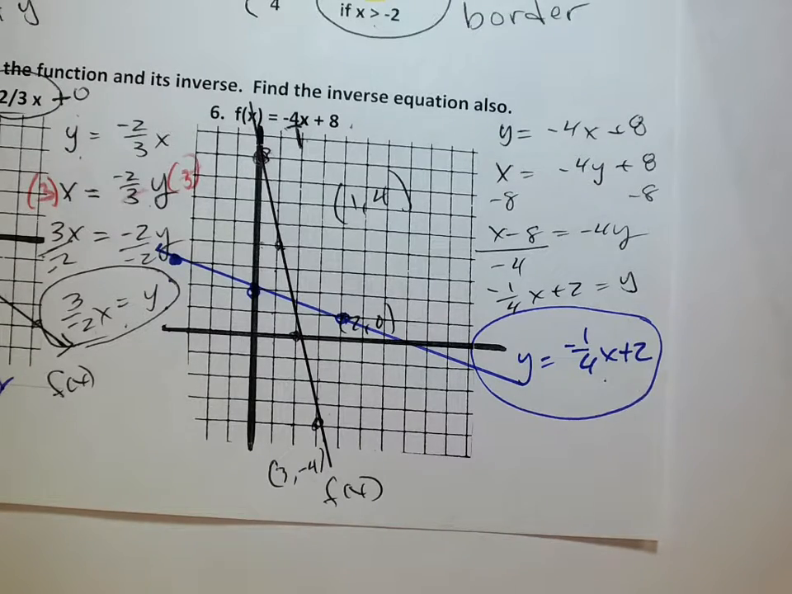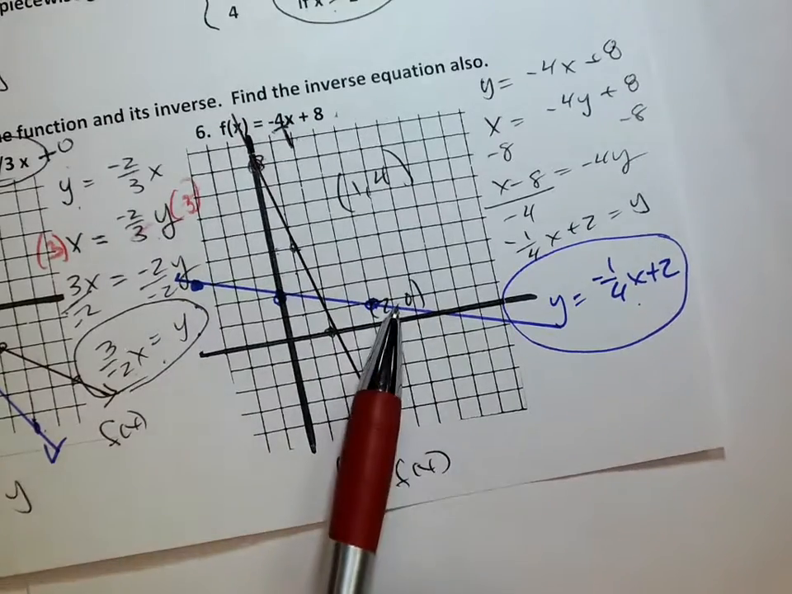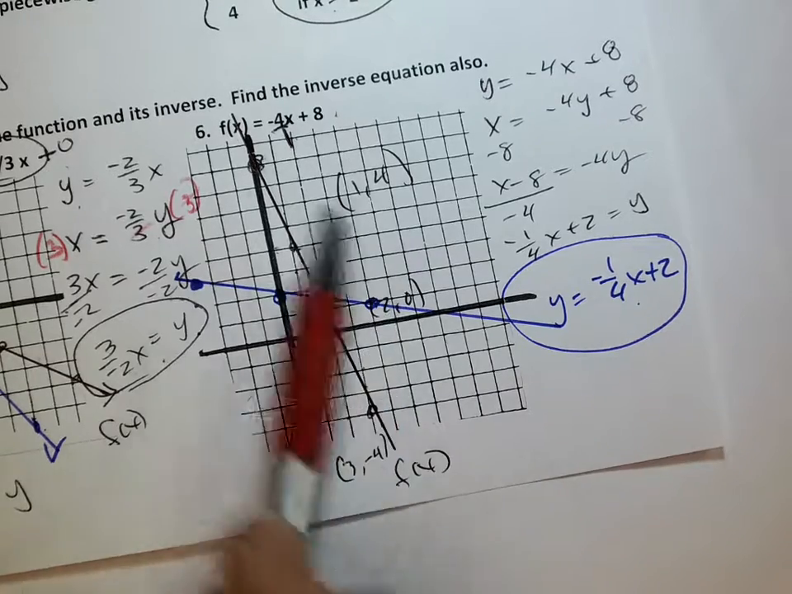I don't care which approach you use. For a lot of kids, switching the points is the easiest way. See how that works? Switch the points, and draw a line.